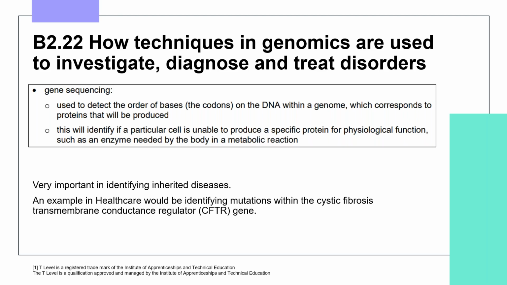Then the application of gene sequencing is that it will identify if a particular cell is unable to produce a specific protein for physiological function, such as an enzyme needed for a metabolic reaction. Now, this is very important in identifying inherited diseases, and an example within healthcare could be identifying mutations within the cystic fibrosis transmembrane conductance regulator, or the CFTR gene, which can lead to cystic fibrosis. Again, that's not required, nor is going into detail about needing 2 copies of that recessive gene, but it's just an example of the application of gene sequencing.